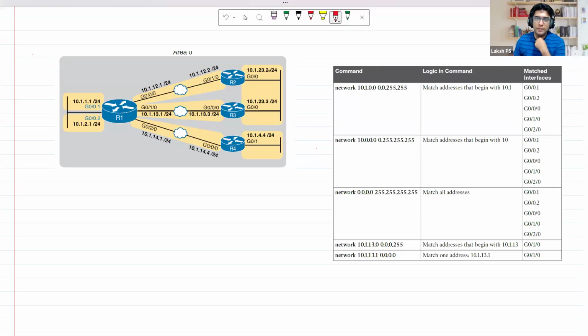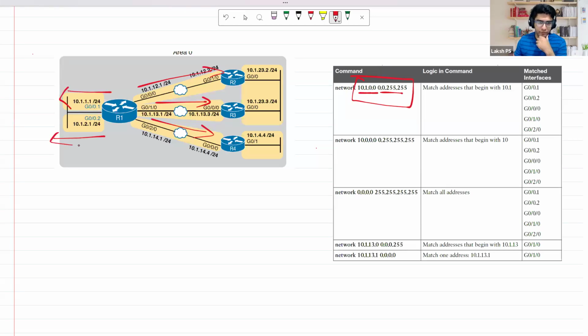Okay. So now, with the network command, the first purpose, as I said, is to advertise the network. Advertisement of the network, please understand, is based on the combination of the network ID and the wildcard mask. Based on the combination of the network ID and the wildcard mask, OSPF messages will be sent based on the interfaces.